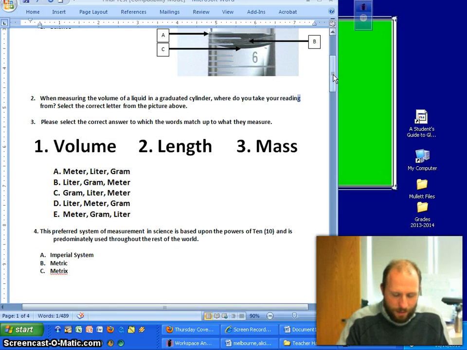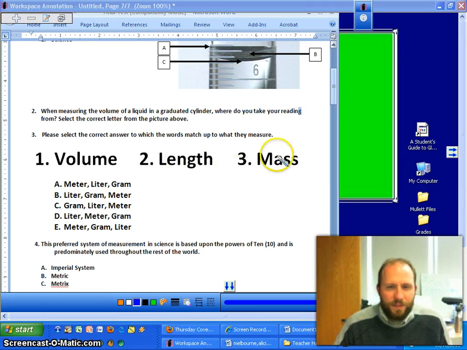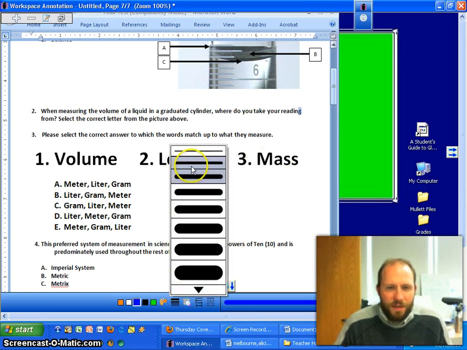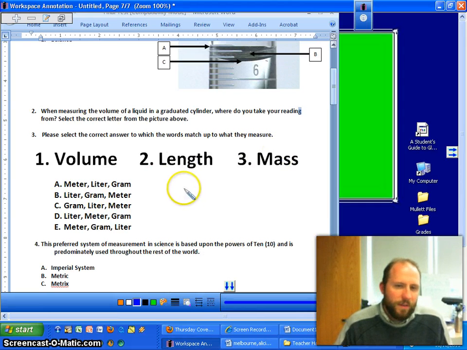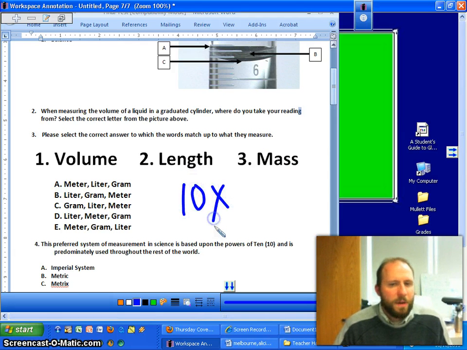Oh, and on a side note, why is it so easy for these terms to be converted from one to the next? A lot of it has to do with the fact that the metric system is based upon the powers of 10. So you can move and convert in between the units as such.